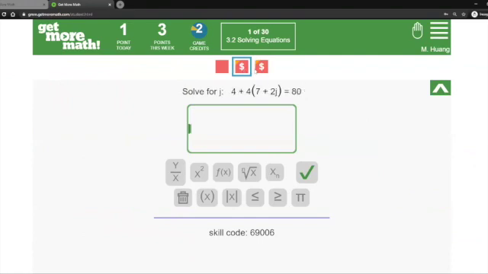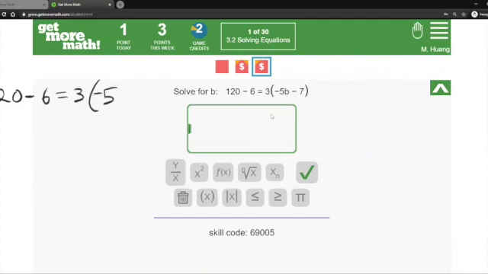Let me see. I'm going to do just one more, and it's this one right here. 120 minus 6 equals to 3 parentheses -5b minus 7. We split the equation. Okay, I'm just going to box the variable so I know that everything I have to do is on the right side, right here. Now it looks a bit better because if you get used to distributing, you know that you're going to have to distribute.